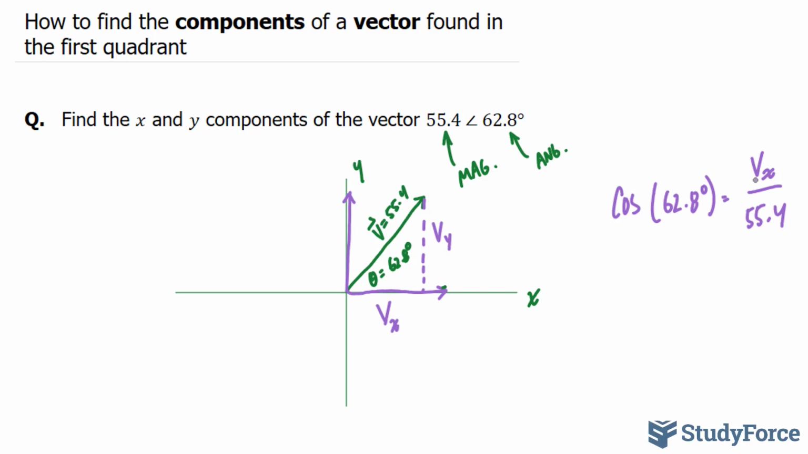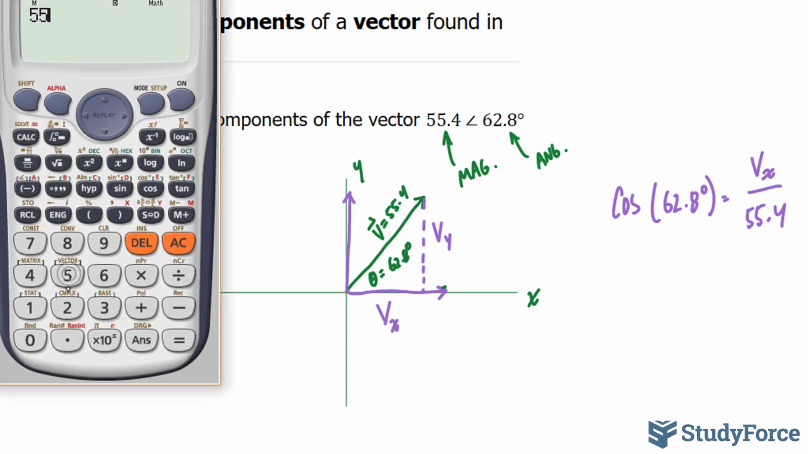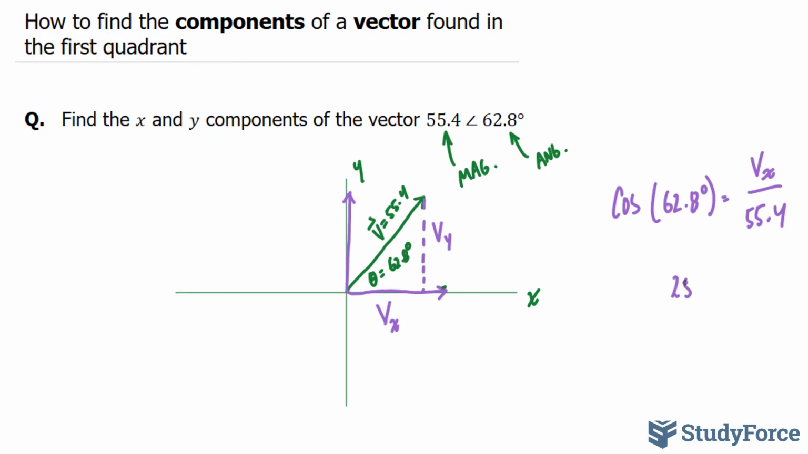Now to find Vx, we're going to multiply both sides by 55.4. By doing that, we have isolated for Vx. So 55.4 times cosine 62.8, and make sure that your calculator is in degrees, and we end up with 25.3. 25.3 is equal to Vx, and given that both of these are in 3 significant digits, you should round to 3 numbers in total.